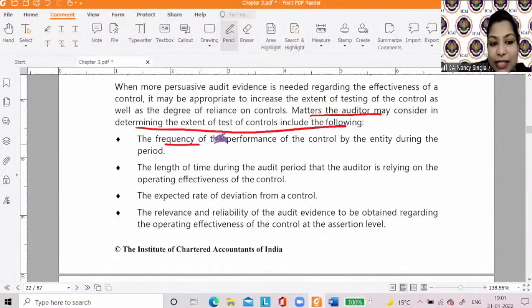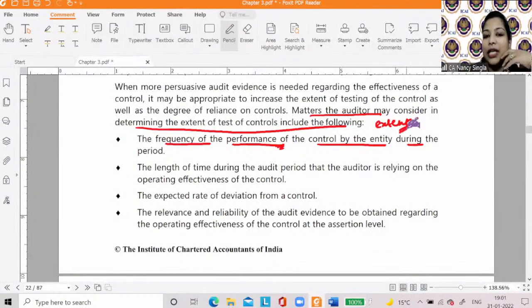The frequency of performance of the control by the entity, as in how much time during the year, for how much period during the year the entity is using that control. See, this factor is going to impact the auditor's extent of checking, how much the management is using that internal control. ठीक है. Secondly, the first point was: how many times management uses that control.